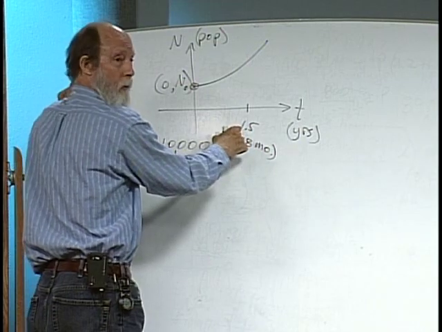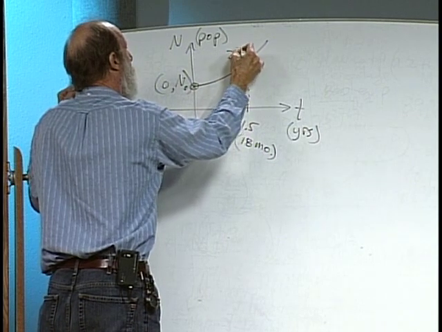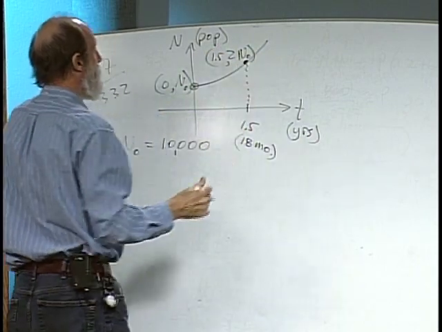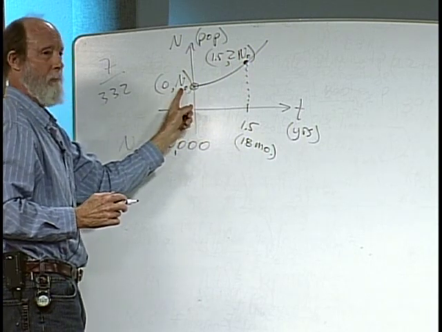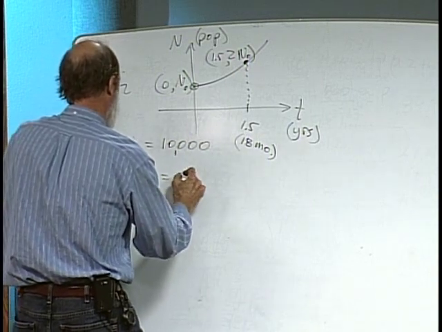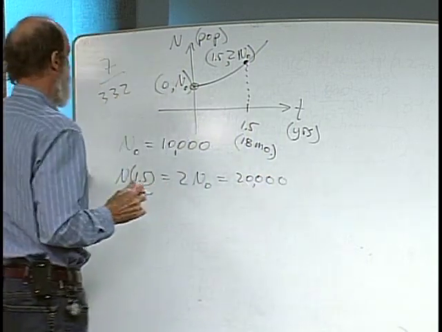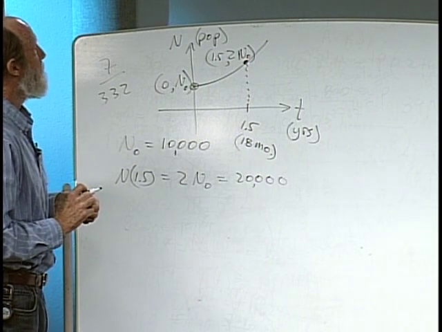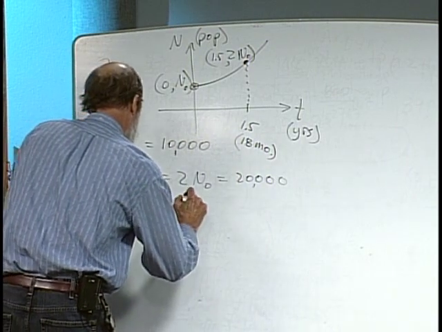Make sure you get your units correct. And that population up here on my graph is now twice what it initially was. So at 1.5 years, the population is twice the initial amount, or 20,000. Okay, and then the question that's being asked is, what is the population at 2 years?